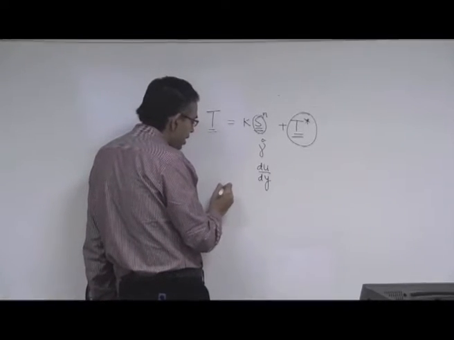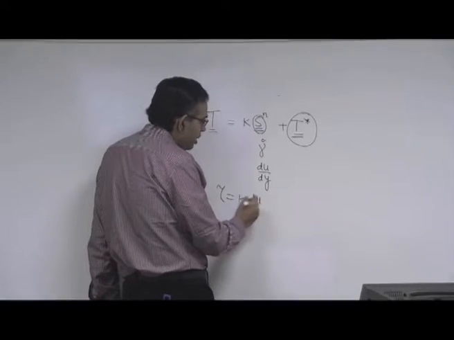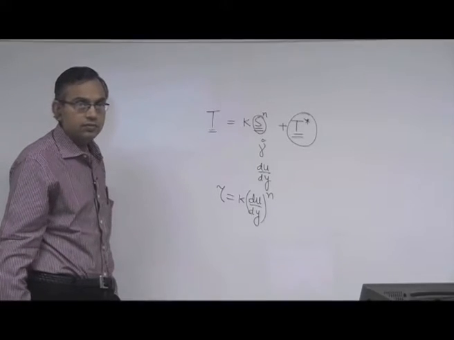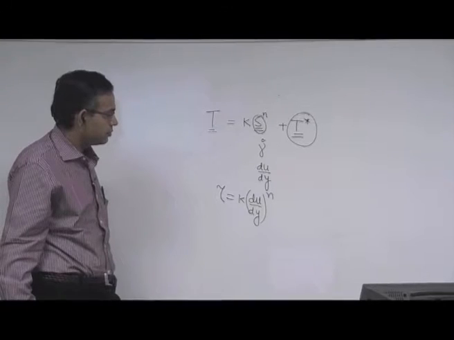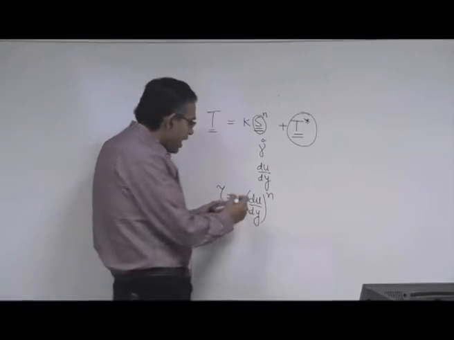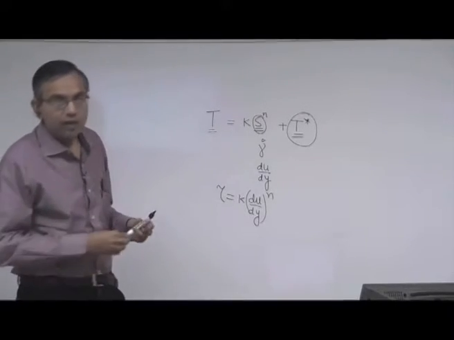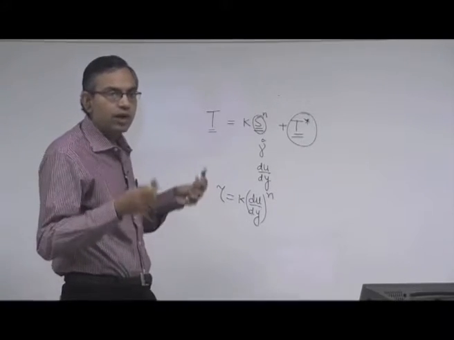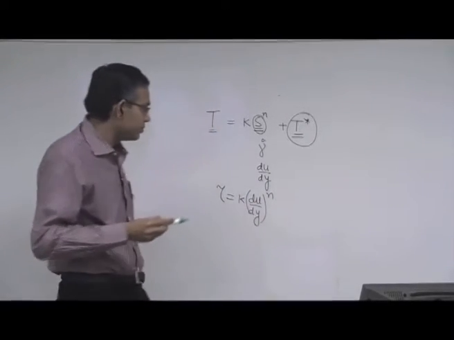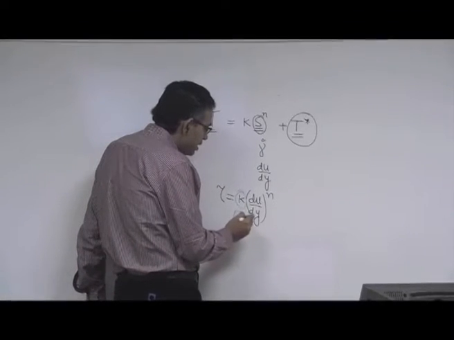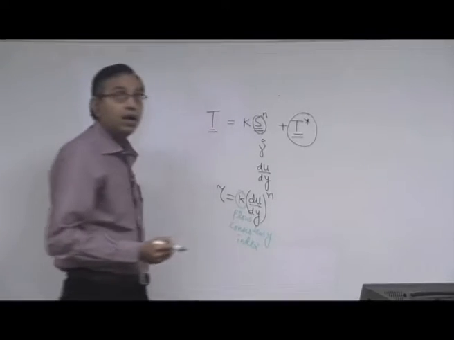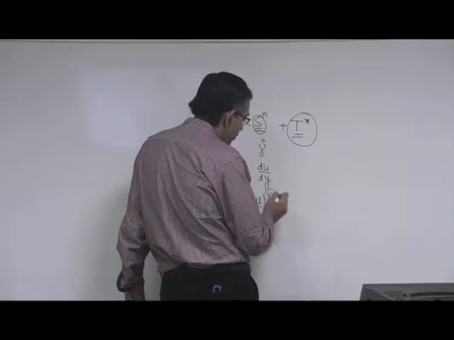So, that means we can write tau is equal to k into du dy to the power n. This k and n are two very important parameters. For a mathematician, these are just two parameters, but for somebody working on a biological problem, k and n are not arbitrary mathematical parameters. This k is known as the flow consistency index, and this n is known as the flow behavior index.